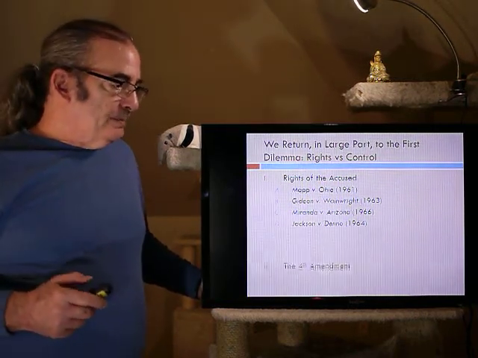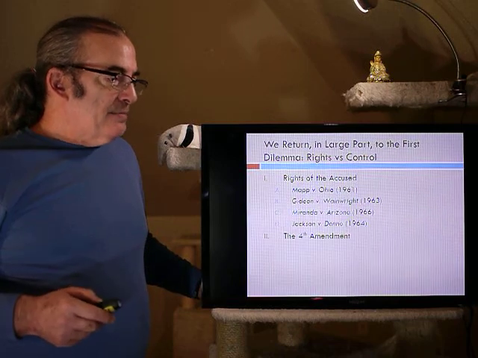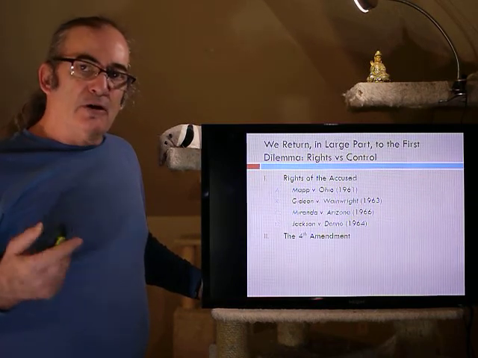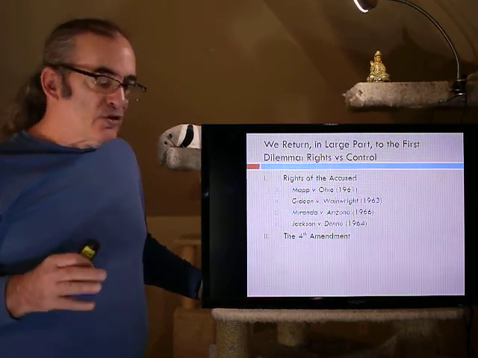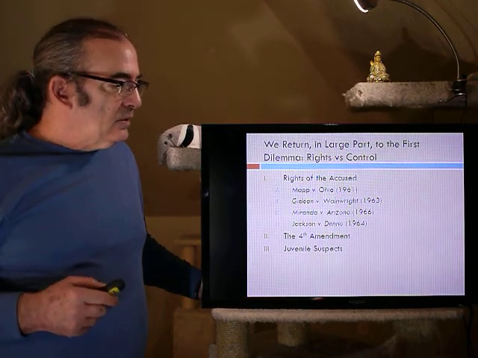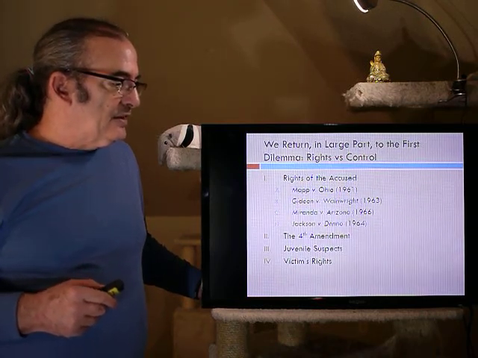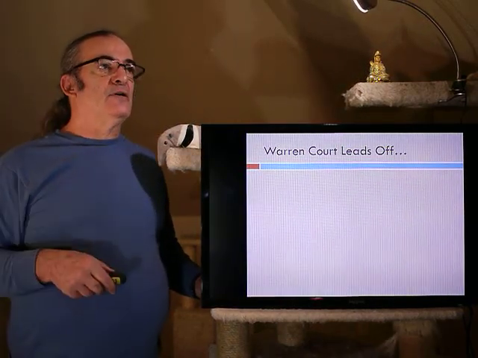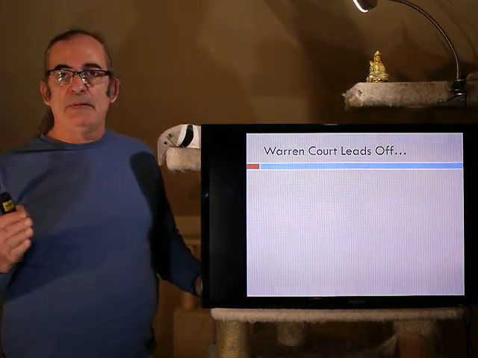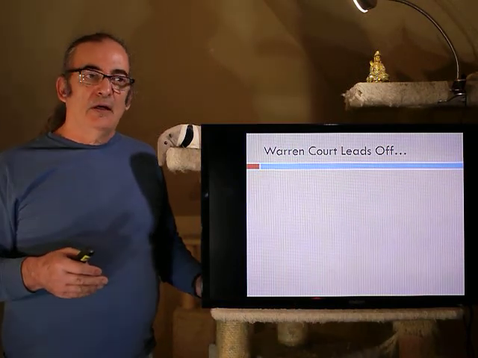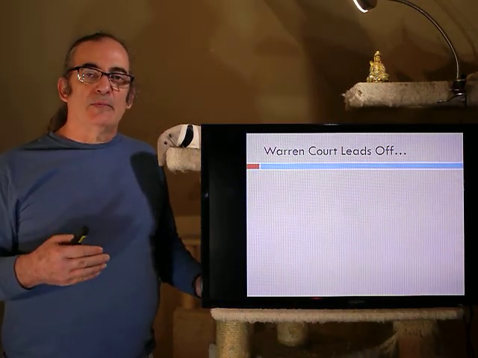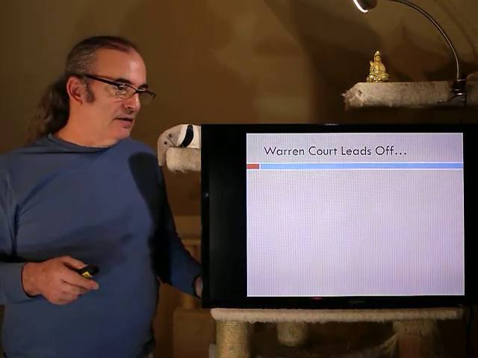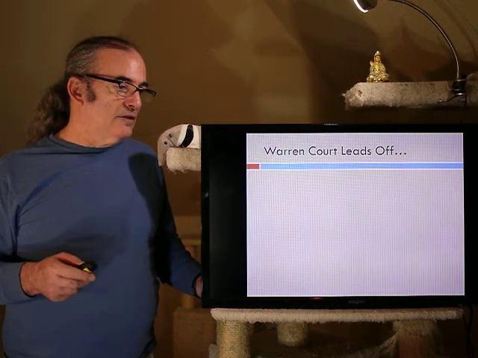Jackson versus Denno. We'll talk about the Fourth Amendment, and we'll look at some research regarding the Fourth Amendment and people's perception of the Fourth Amendment. And then we'll look at juveniles, right, and victims' rights. So, again, we have to reference these in terms of the Supreme Court because the Supreme Court is labeled in terms of the Chief Justice, right? And so we're going to talk about the Warren Court leads off.